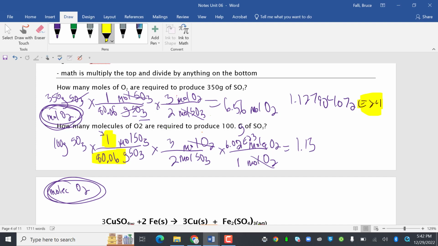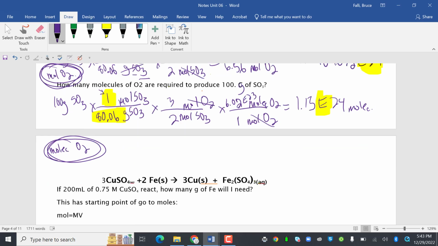This is like if I told you, you won the lottery, you won 100. Oh, yay, $1 billion. The billion is the most important part. This is the most important part, even though I wrote it in yellow. E24 molecules.